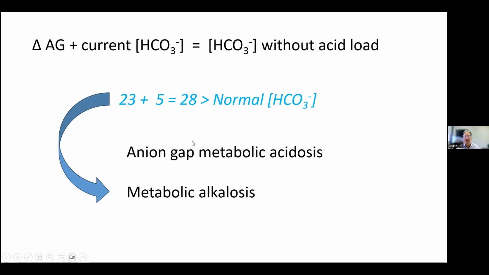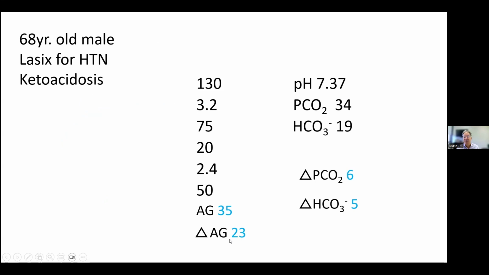So the teaching point here is, in the absence of the anion gap metabolic acidosis, the bicarbonate would have been 28. And you're not going to know that unless you add the delta anion gap to the current bicarbonate. You'll miss that this is a mixed acid-base disorder. You'll think it's just a compensated metabolic acidosis.